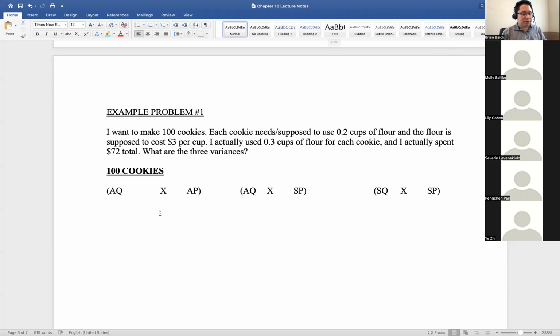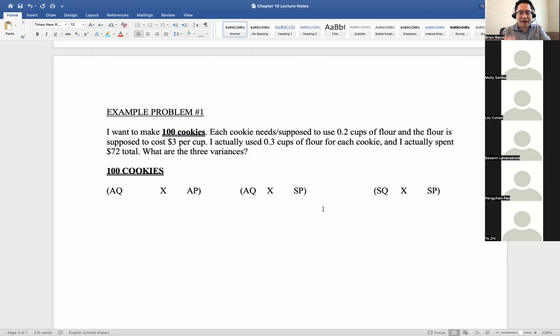Okay. All right. Anybody want more time? No? Okay. First, what are we doing? We're trying to figure out how much it costs to make 100 cookies. We're trying to figure out how much it's supposed to cost. We want to figure out how much it actually costs, right? So 100 cookies. Okay, so let's start.